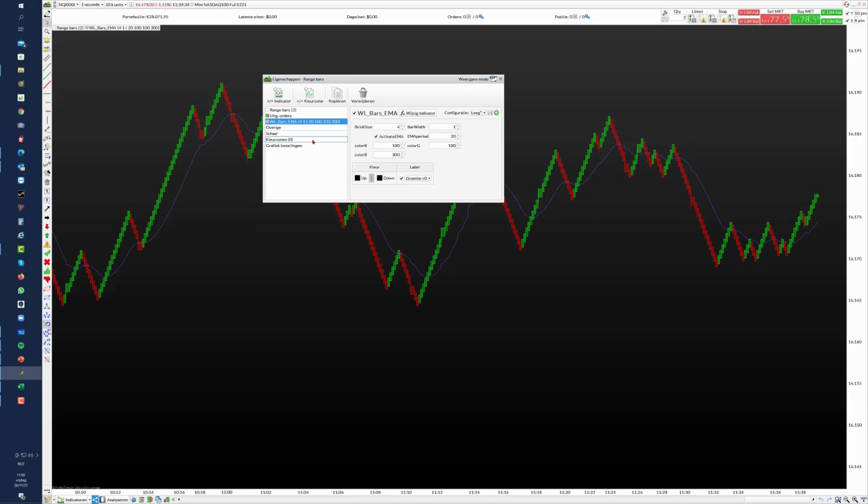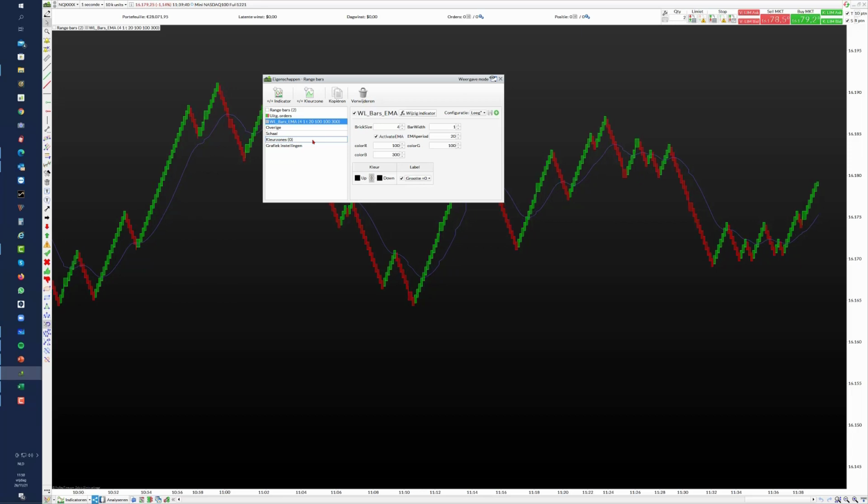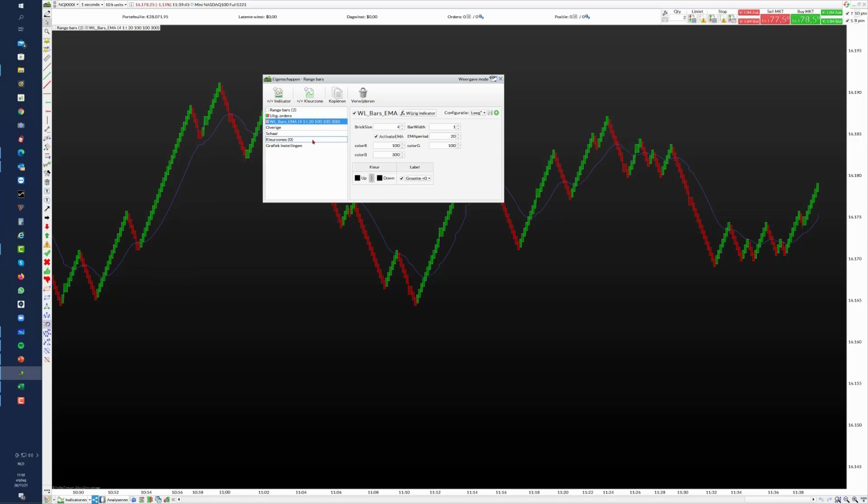So let's say that the Nasdaq is moving at, I don't know, 2.5 or 3 points a minute. I divide that by 3. That would give me 1 point, which is 4 ticks. The brick size here then would be 4. I can put the exponential moving average on here. I can put it away.